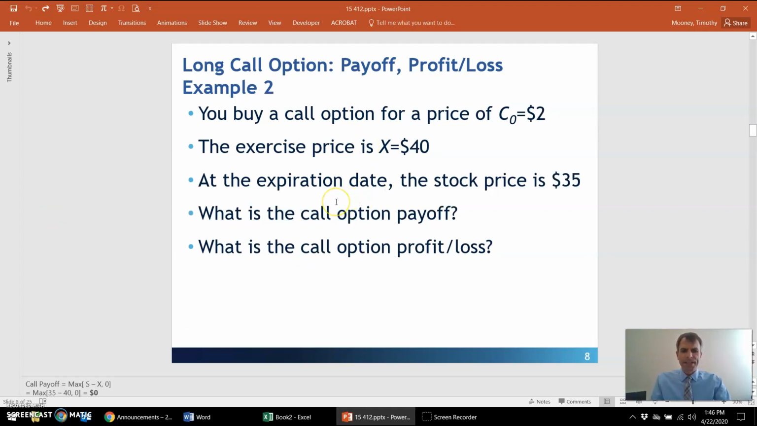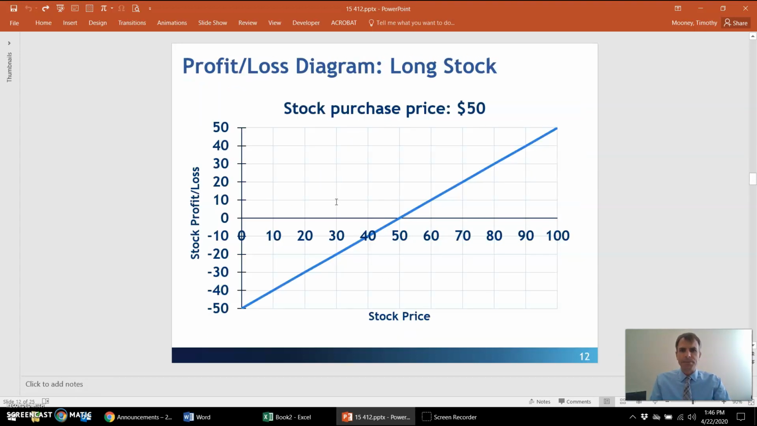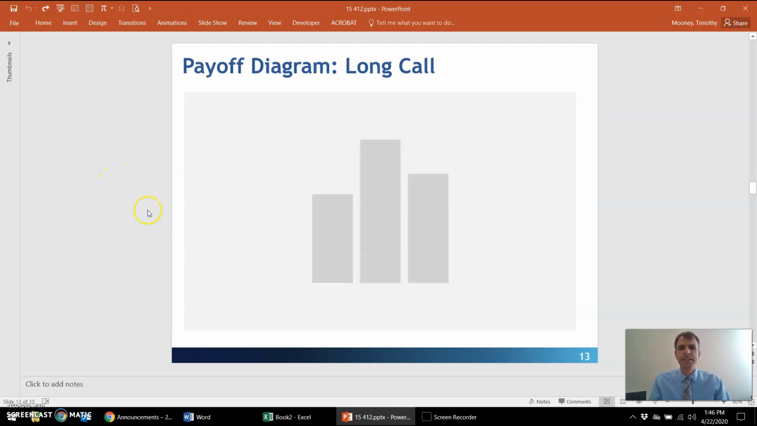Let's jump ahead and look at a call option's payoff pattern where, first of all, here's the profit and loss for just owning a stock. If we buy a share of stock for $50 a share, if the price goes up to 60, our profit is $10. Price goes up to 70, our profit is $20, and so on. If the stock price goes down, our profit is negative. We lose money. Contrast that with a call option payoff diagram, which is kind of asymmetric.